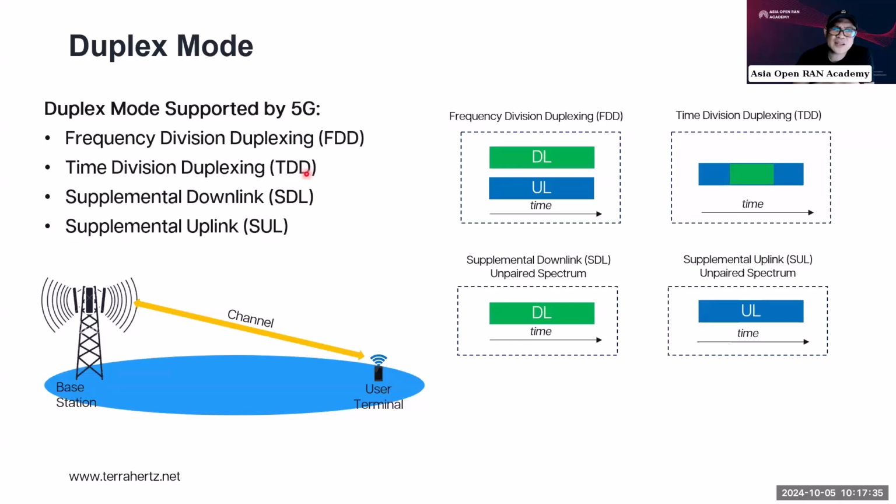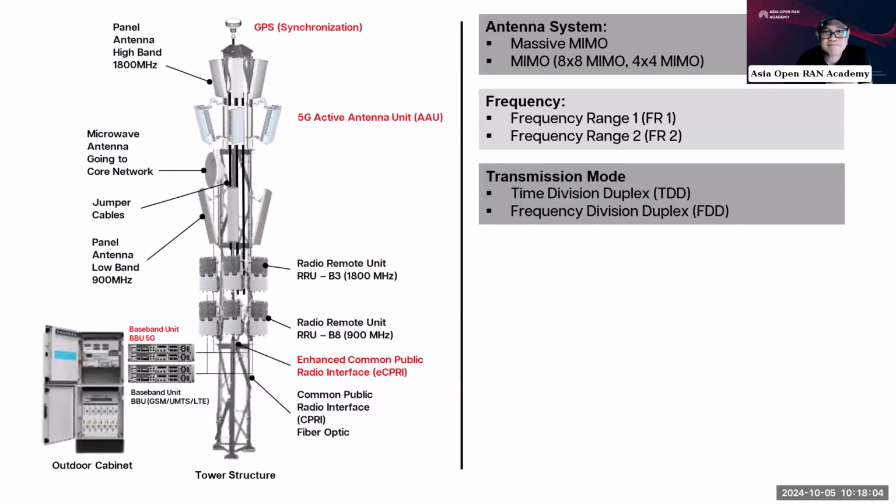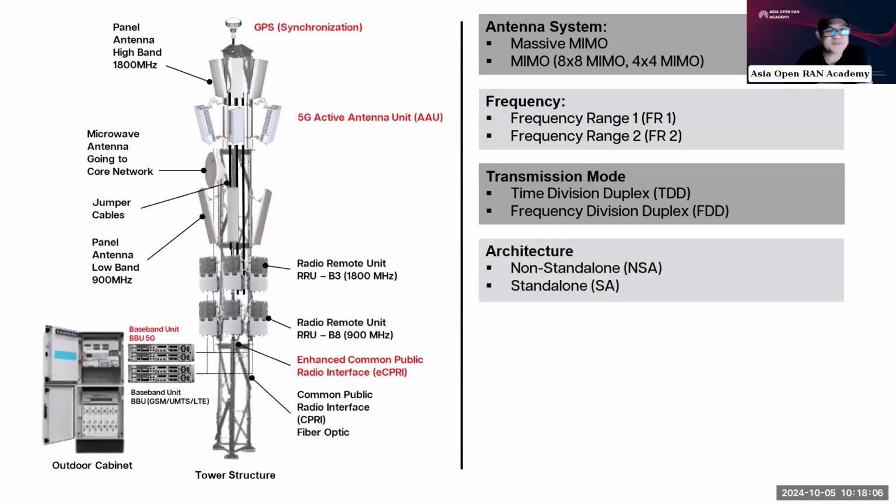So meron kayong maririnig na supplemental downlink and then meron kayong maririnig na supplemental uplink. So this is additional feature ng 5G. So for example, you want to capitalize yung link budget for the uplink, so you can use different frequency for the uplink. Yeah. So kung gusto mo ma-capitalize yun. Or if you want additional capacity for downlink or uplink, you can use supplemental. But definitely, it's TDD and FDD. Okay? Next, malapit na tayo matapos.